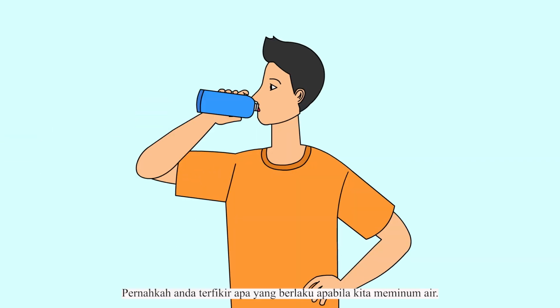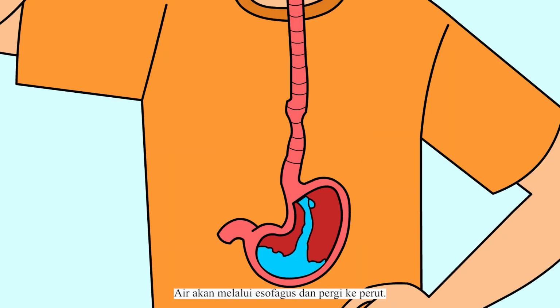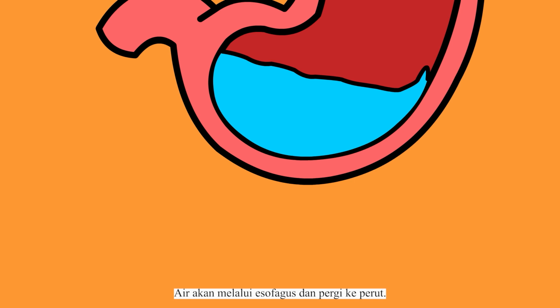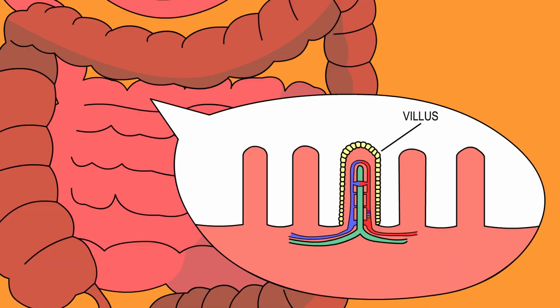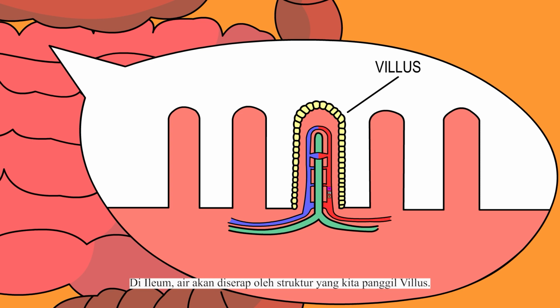Have you ever wondered what happens when we drink water? First of all, water will pass through the esophagus and go to the stomach. Water will be absorbed by our digestive system, starting from the small intestine and large intestine. In the ileum, there are structures that we call villi.